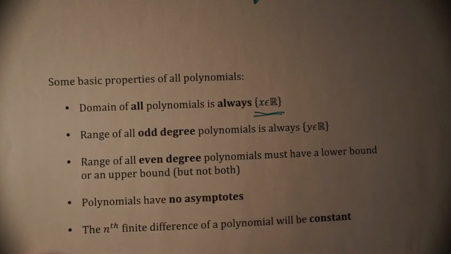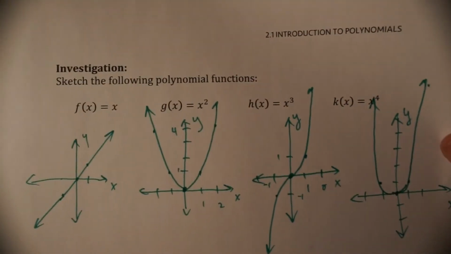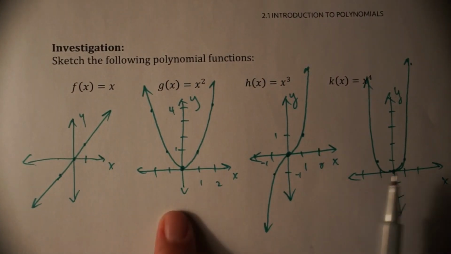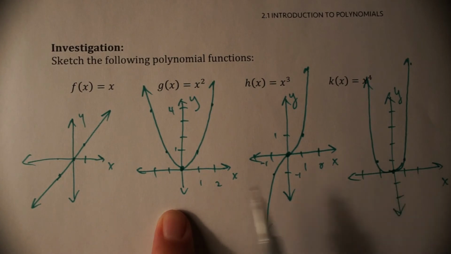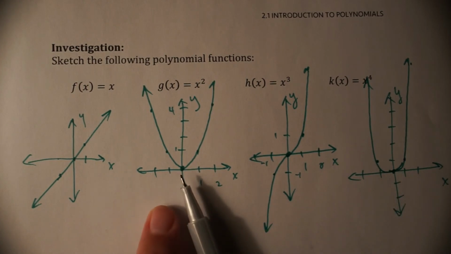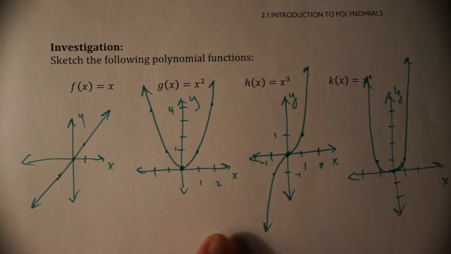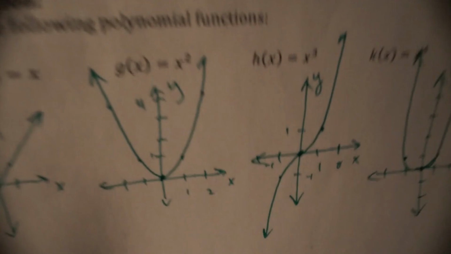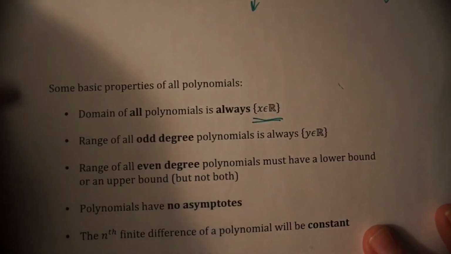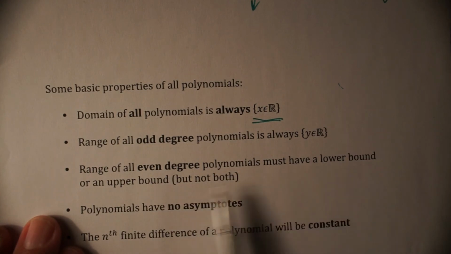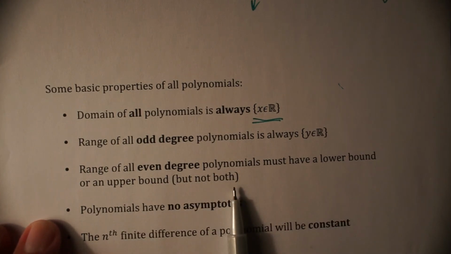The range of even degree polynomials, though, is not the same. So let's take a look at that. These two are even, the 2 and the 4. The range always has an upper or a lower boundary. In this case, there's a lower boundary. But if we were to reflect it, it would have an upper boundary. But they never go in both directions. So we say the range of an even degree polynomial must have a lower bound or an upper bound. So we would say the range of all even degree polynomials have an upper or a lower bound, but not both.